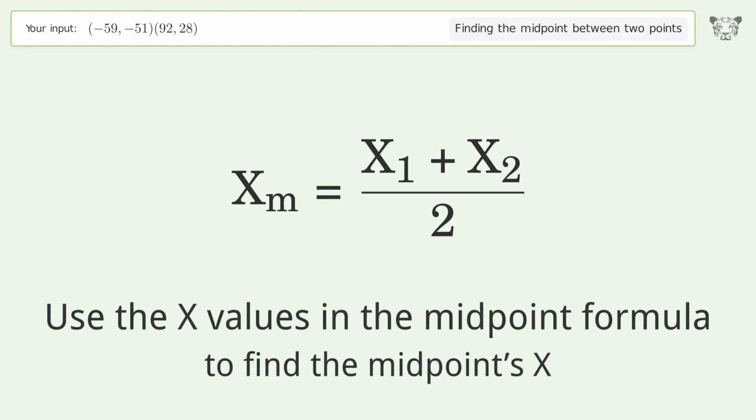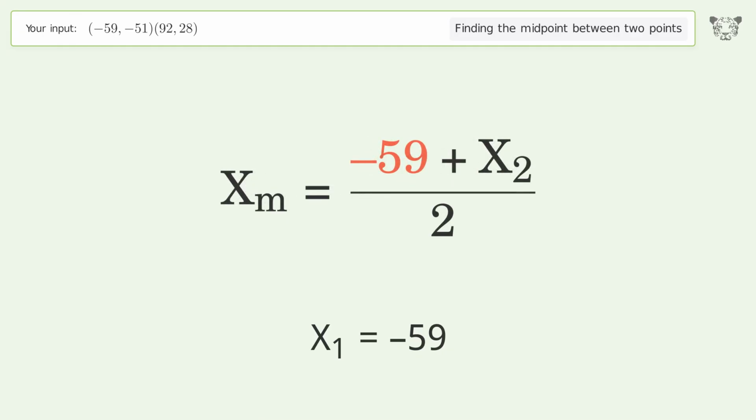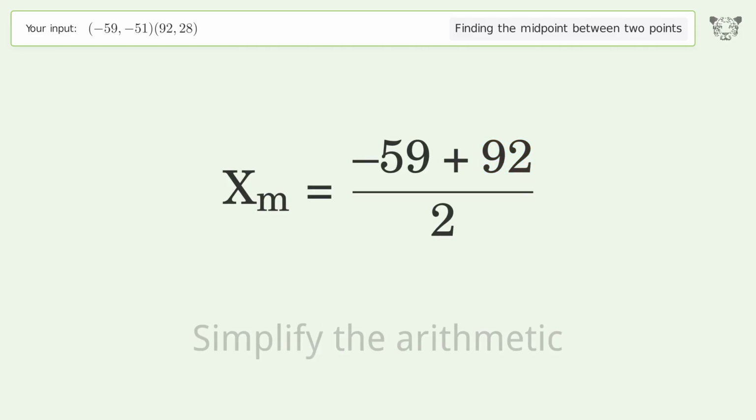Use the x values in the midpoint formula to find the midpoint's x. x1 equals negative 59. x2 equals 92. Simplify the arithmetic.